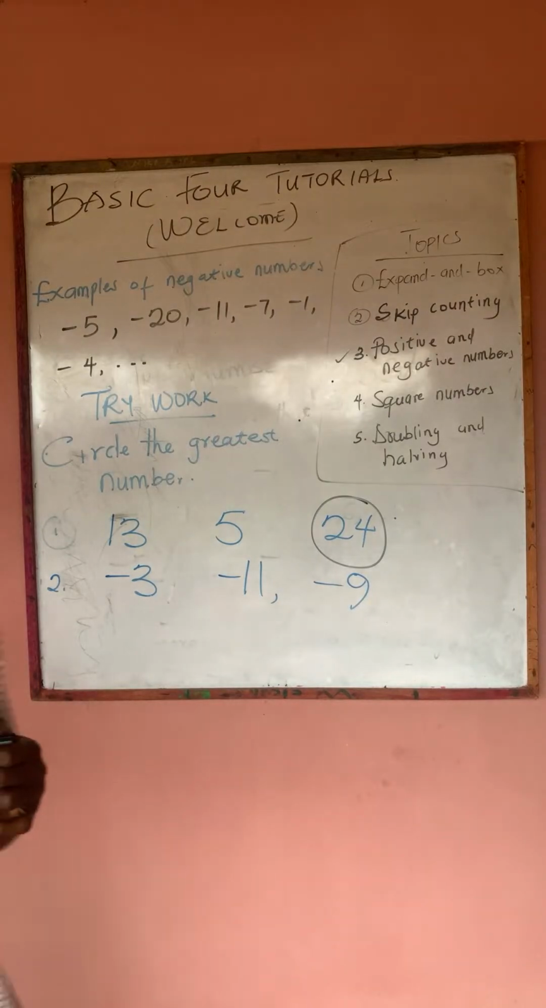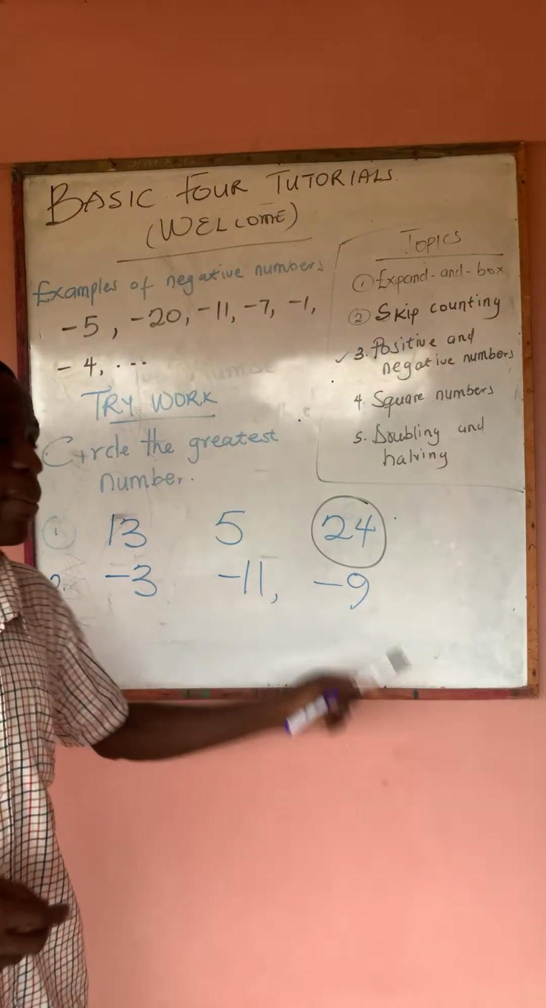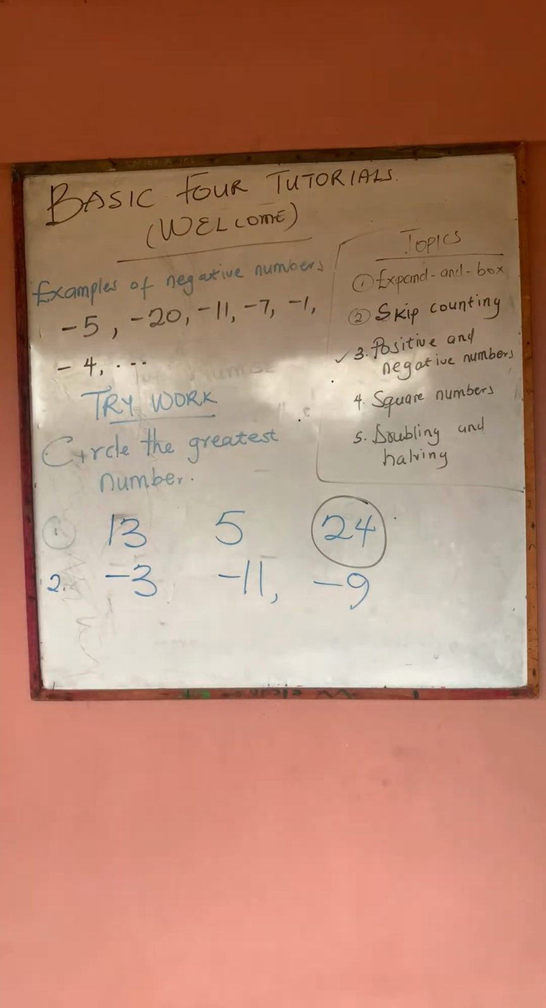So we have -3, -11, and -9. Which of these three numbers is the greatest? Yes, waiting for your input. Which of these three numbers is the greatest? Well, number 2. Okay.